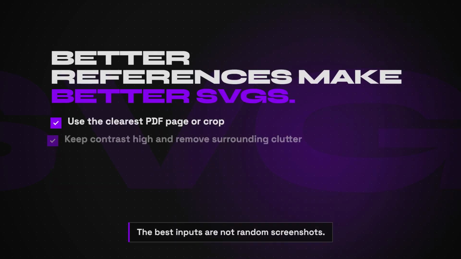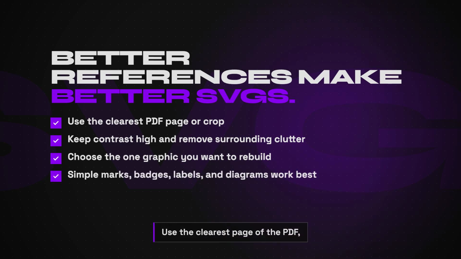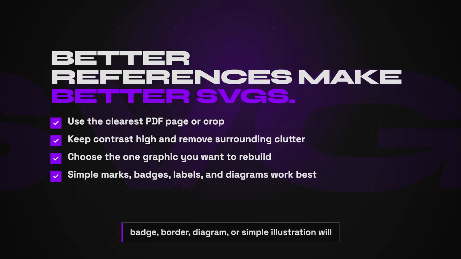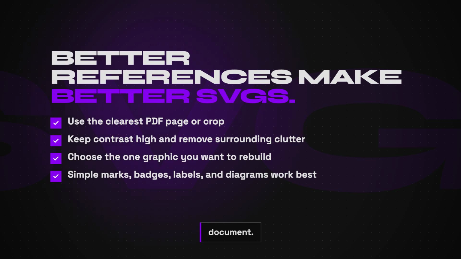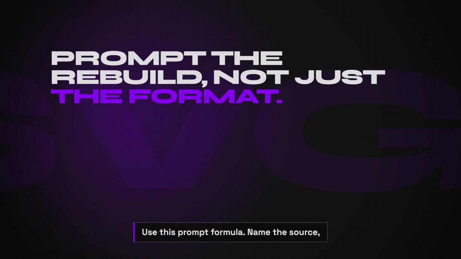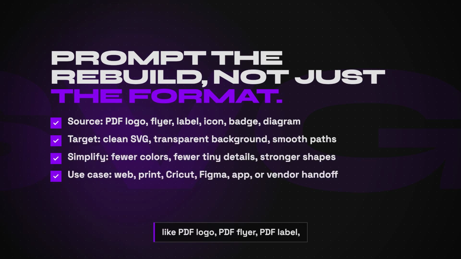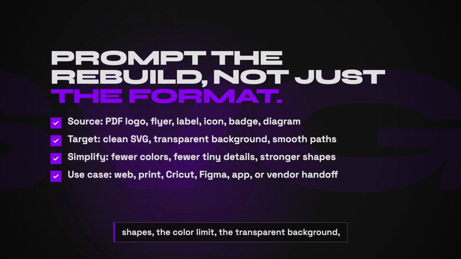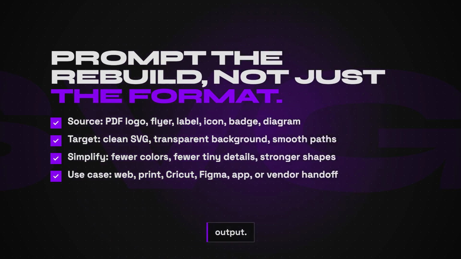The best inputs are not random screenshots. Use the clearest page of the PDF, crop around the graphic, keep the contrast high, and decide what should survive before you generate. A logo mark, label icon, badge, border, diagram, or simple illustration will rebuild much better than a busy full-page document. Use this prompt formula. Name the source, like PDF logo, PDF flyer, PDF label, PDF icon, PDF diagram, or PDF badge. Then, name the target style, the important shapes, the color limit, the transparent background, and the requirement for clean, editable SVG output.